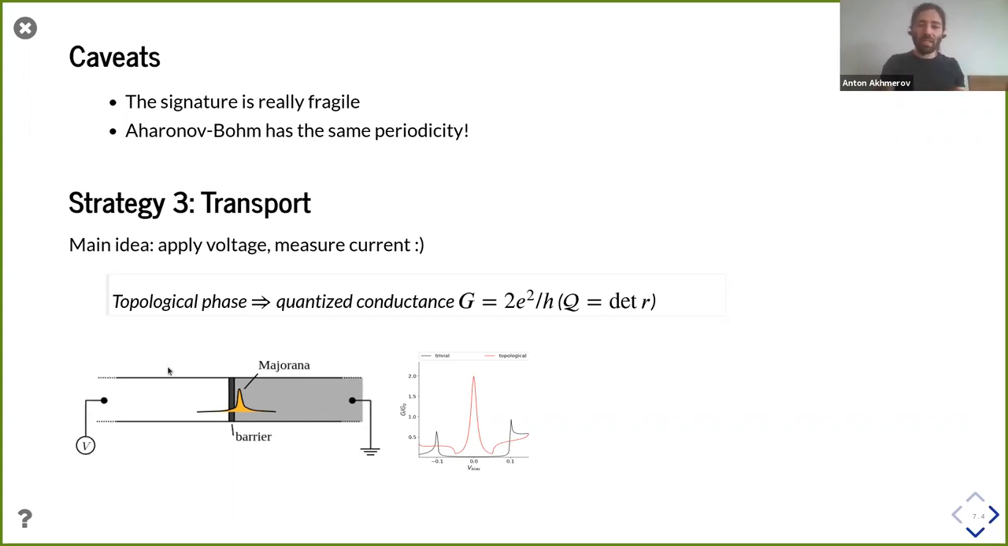Through that mechanism, there is a unique signature of Majoranas, namely there should be a tunneling anomaly with a quantized conductance at zero energy. So that forms yet another approach to measure Majoranas, that is to observe a quantized zero bias peak at zero energy.